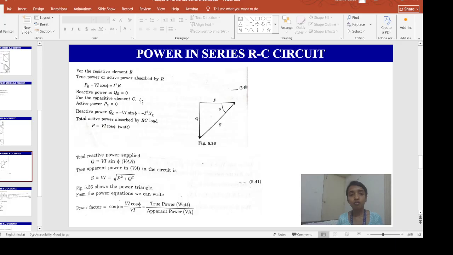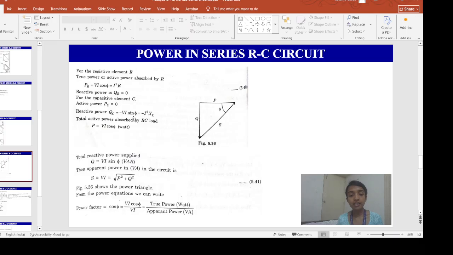Now, if we calculate the power in the series RC circuit, how will you calculate? For that, we have to calculate the power across the resistive element, then the power across the capacitive element. For the resistive element, the true or active power will be PR equals VI cos phi, which is nothing but I square R, and the reactive power consumed by the resistive element will be 0. For the capacitive element, the active power will be 0 and the reactive power QC will be minus VI sin phi.